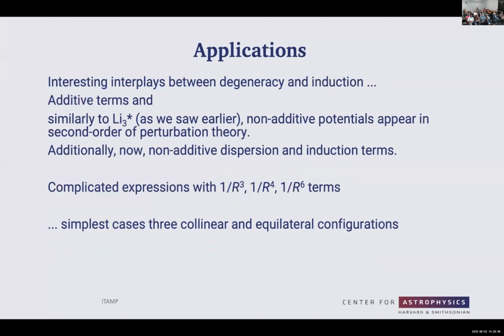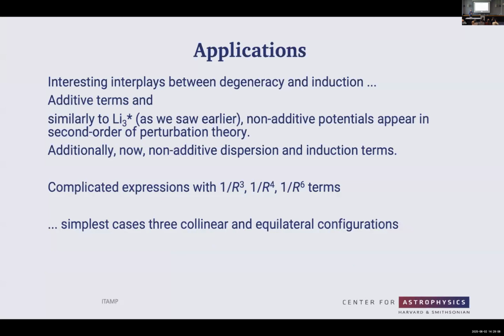Okay, so anyway, there are some interesting interplays between degeneracy and induction here, because there's a 2s, a 2p, and an ion. But we can't really say where that 2s, 2p excitation lies, so we have to treat those as degenerate states. But then you have the charge of the ion affecting that.